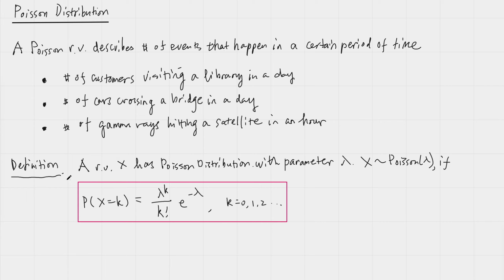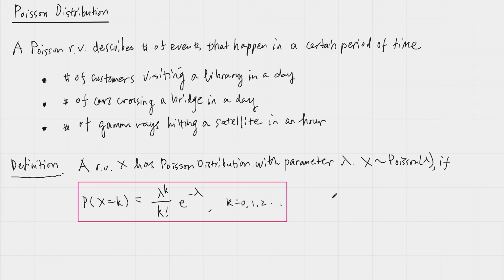Now here's the definition of the Poisson distribution. A random variable X has Poisson distribution with a parameter lambda. We write this as X ~ Poisson(lambda). The probability X equals k is defined as lambda to the k divided by k factorial times e to the negative lambda. Here k is equal to 0, 1, 2, and so on.